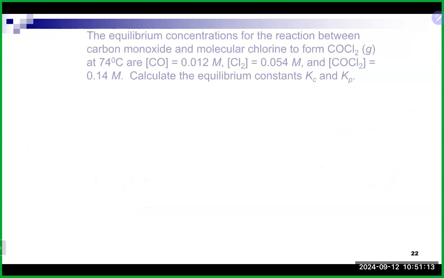All right, so let's take a look at a little calculation here. The equilibrium concentrations between carbon monoxide and chlorine are 0.012, 0.054, and 0.14. We want to calculate both the Kc value, what the actual number is, and the Kp value. So take a few moments, see what you get there.